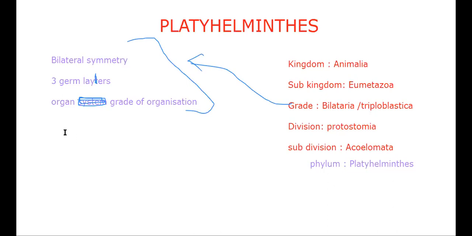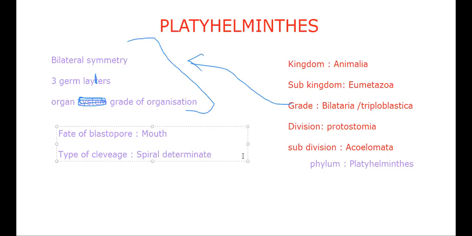Then division Protostomia. With it, what will we come to know? What is the fate of blastopore? Mouth. Very good. The fate of blastopore is mouth. Next, type of cleavage: spiral and determinate. Type of embryo: mosaic embryo.